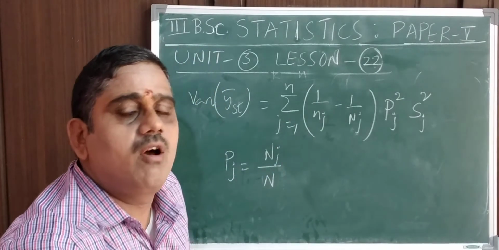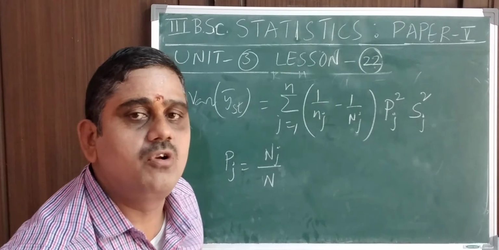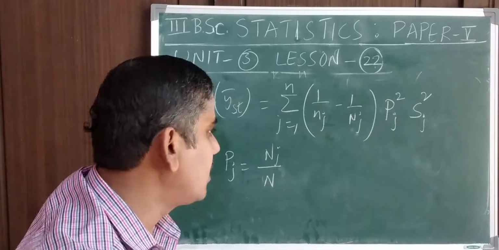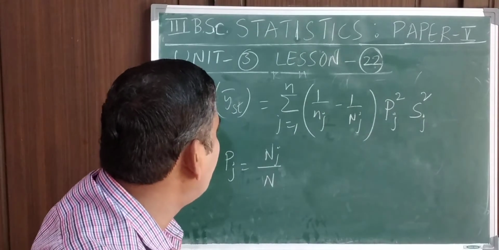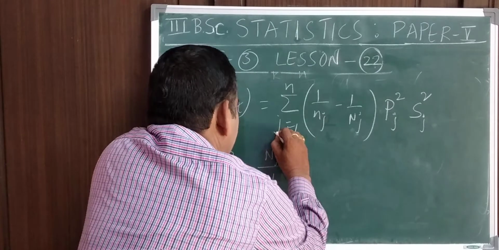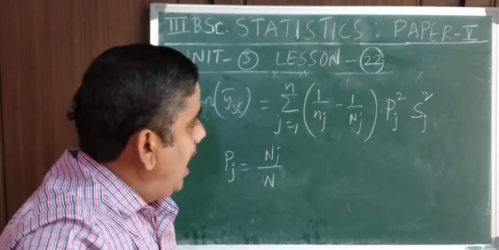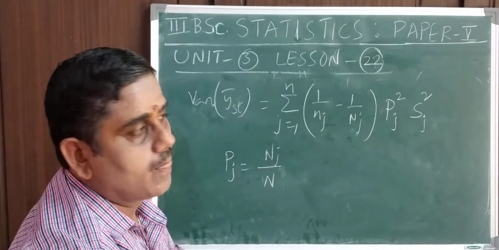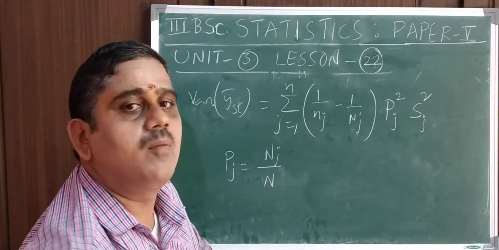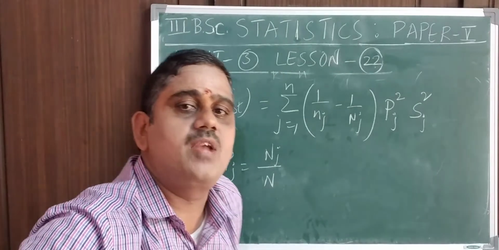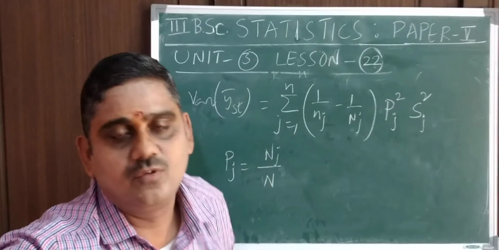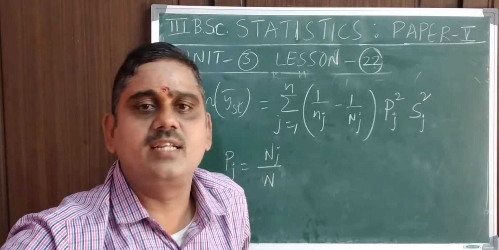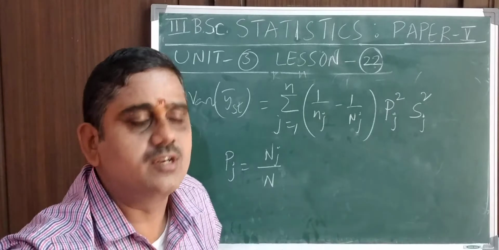There we have considered Ni, i equal to 1 to k, j equal to 1 to Ni. Here j is equal to 1 to n, and the summation depends on j, in which small nj, capital Nj, Pj squared, Sj squared we have. The formula is (1 by small ni minus 1 by capital Ni), Pi squared, Si squared, where Pi is capital Ni by capital N, the weight of the ith strata. Here Nj by n we have considered.